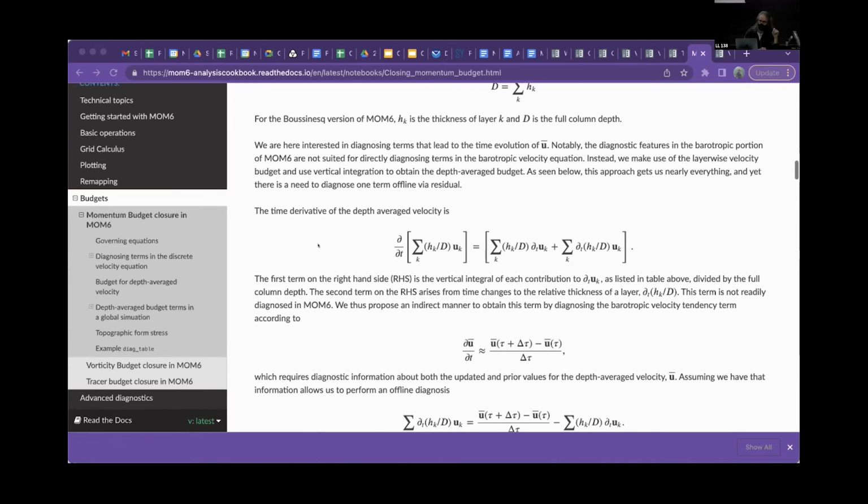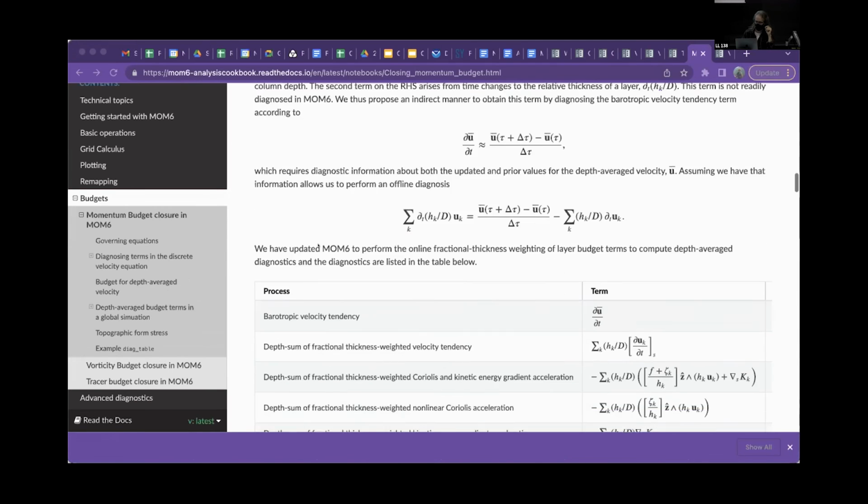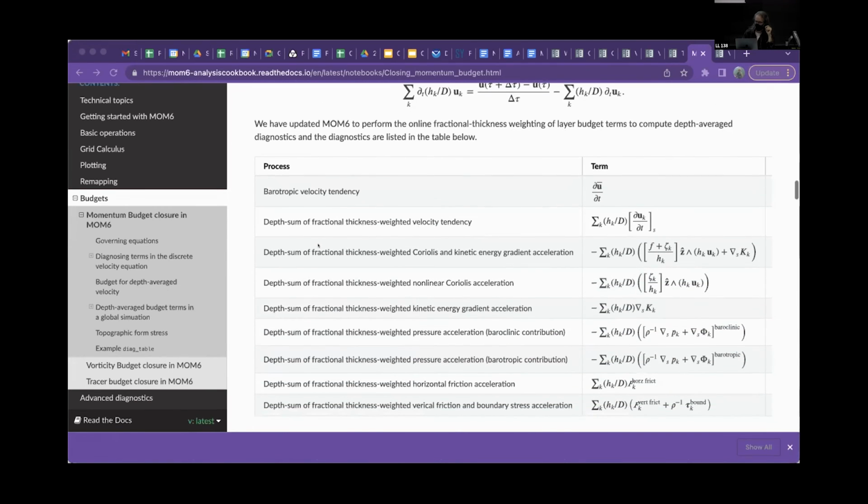If you say, oh, let's just save the terms and do it offline, you're going to have problems with closure of your budgets, and things are going to get more noisy than they otherwise would be. So you really want to do as much of the budgeting, as much of the calculation of these diagnostics, online as possible. That's been my experience over many years of doing these things.